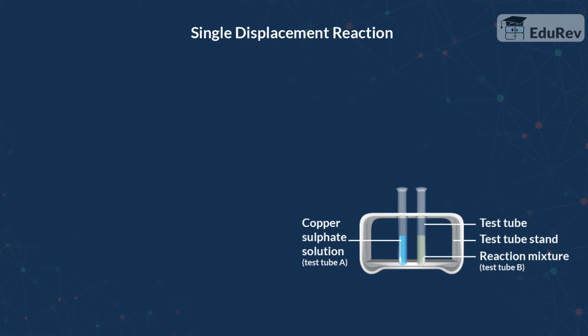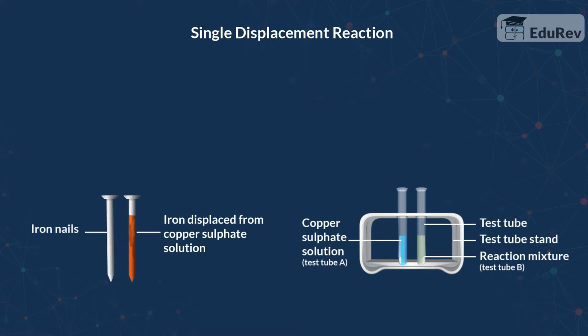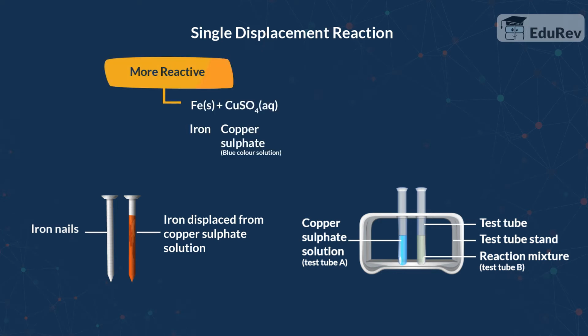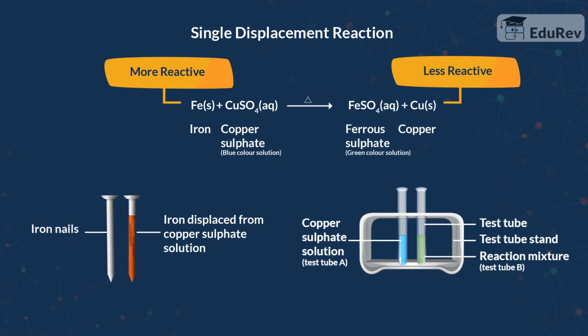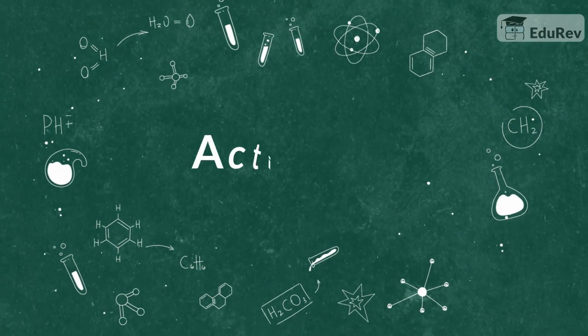The displaced copper deposits on the iron nail, forming a reddish-brown coating. What can we infer from this? We can infer from this experiment that iron seems to be more reactive and displaces copper from copper sulfate solution, thereby leading to the fading of the blue color of the copper sulfate solution. Let's try another experiment.